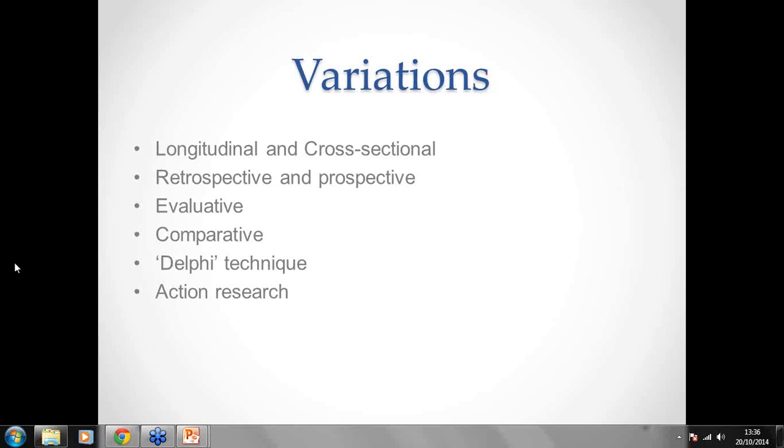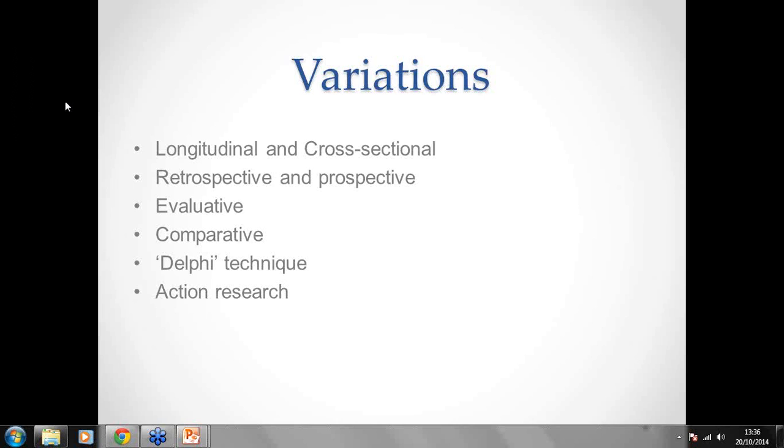A Delphi technique is when you've got together a group of perceived experts to ask them a question. So if you were looking at a cancer treatment, for example, you might get a group of cancer specialist nurses together and ask them, and that would be a type of Delphi study, in the fact that you've got what are considered to be experts in the field together to collaborate on their views.